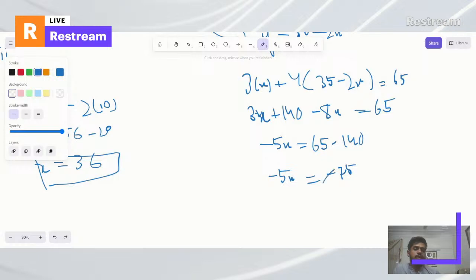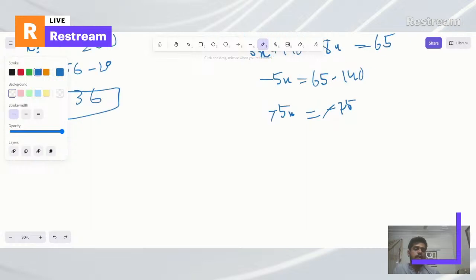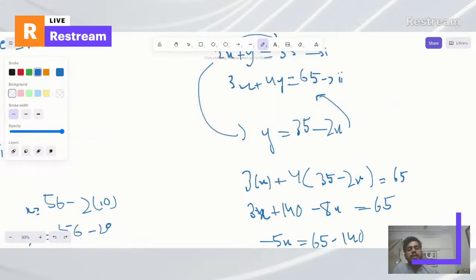So we're going to cancel the negatives. It's going to become 75 divided by 5. So what's the answer? 75 divided by 5 equals 15, right? So x becomes equal to 15. So that's the cost of one pen, right?